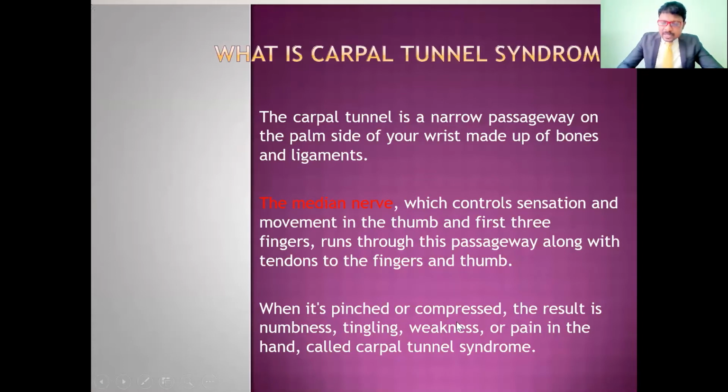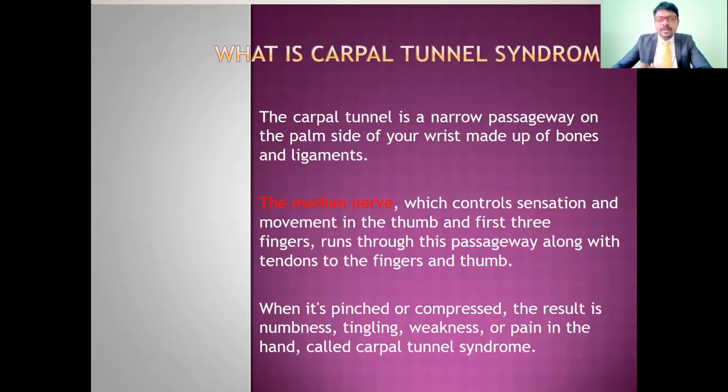When it is pinched or compressed, the result is numbness, tingling, weakness, or pain in the hand. So it is called carpal tunnel syndrome. Because of the compression of the median nerve, the thumb, index finger, middle finger, and half of the ring finger are going to be affected with numbness and tingling sensation, and also pain in the wrist joint.